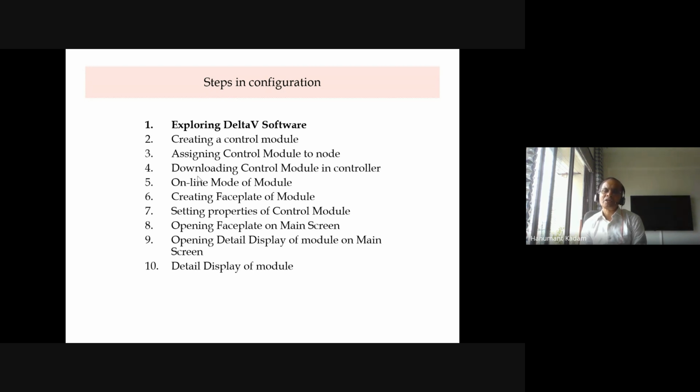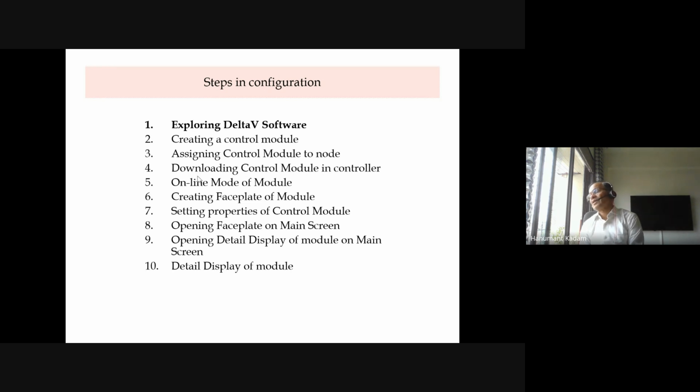Then downloading the control module in the controller, in that node, means down to the controller. There are options for downloading the control module. So creating the module, assigning the module, then downloading the module. Then once you have downloaded and there is no error, a successful download message has come. Then you go to online mode for the module. Check online. Then the sixth step is creating a faceplate of the module.